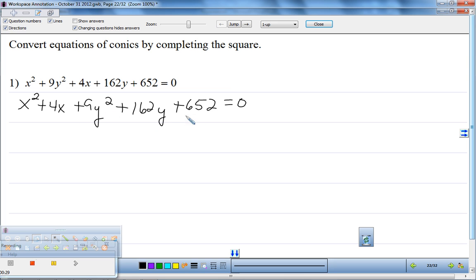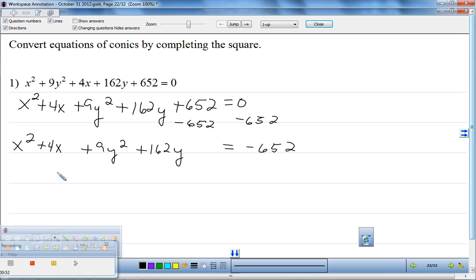I'm going to go ahead and move 652 over by subtracting it, and it'll become negative 652. Okay, so we end up with x squared plus 4x plus 9y squared plus 162y is all equal to negative 652. Okay, now we've grouped it, and if you notice I've left a space here, because I'm going to put parentheses around this and this, so that we're going to add something here, and then we're going to do the same thing over here in a second.